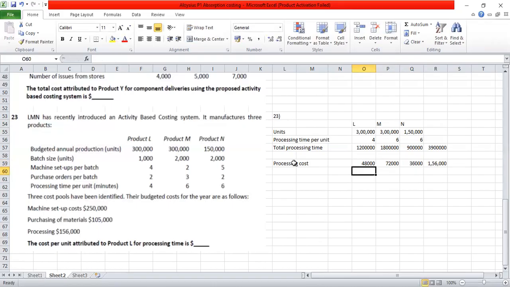After the processing cost is charged, we need to know what is processing cost per unit. So it's 0.16 for product L. For M it is 0.24 and N is also 0.24.